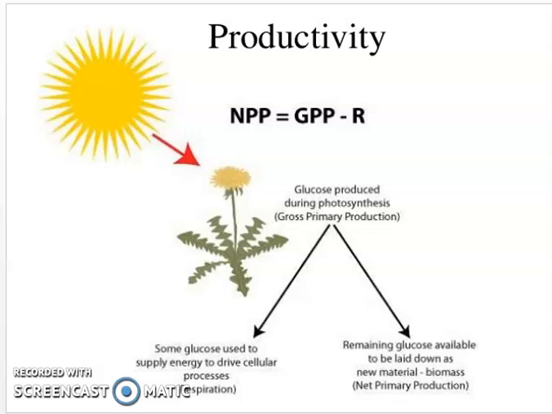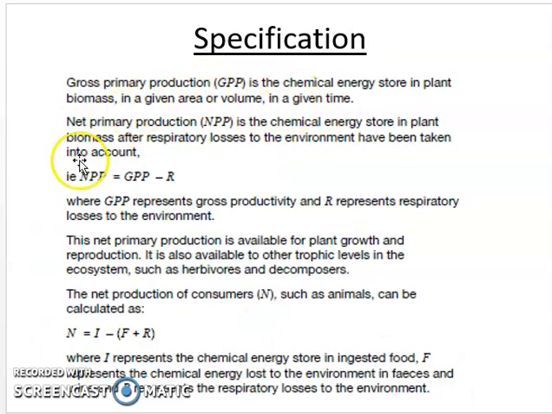Right, so GPP is the total amount of chemical energy store that a plant contains before those respiratory losses, whereas NPP is the gross GPP minus respiration. So just go back to, you always use these definitions. Net chemical energy stored in a plant biomass after respiratory losses to the environment has taken place. Okay.